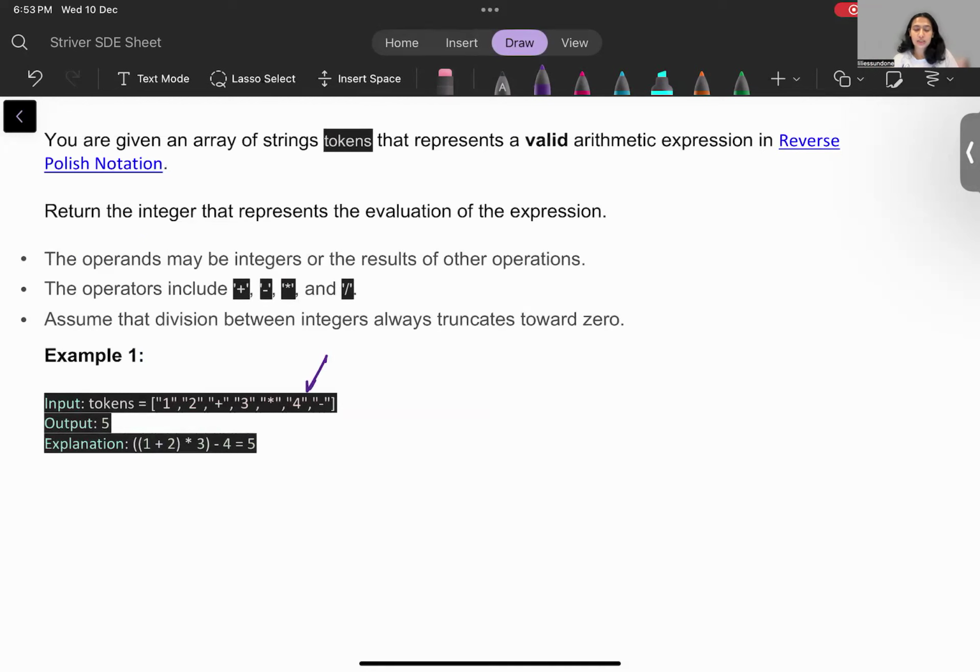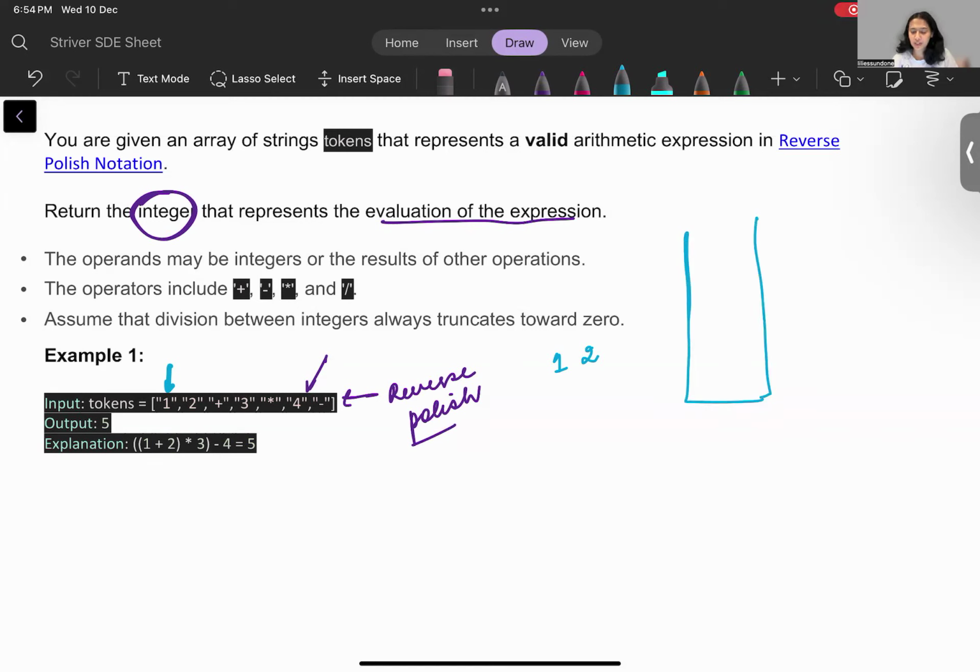So what reverse polish notation says is that, okay, this is in reverse polish notation. And we have to return the integer that represents the evaluation of that expression. Now, how do we do that? First of all, we have 1, we have 2. So if there's a numeral out there, what do we do? We just push it in the stack. You already know it's a stack question, right? When I talk about the stacks playlist, I've already told you this question belongs to it, so you know it has something to do with stacks.